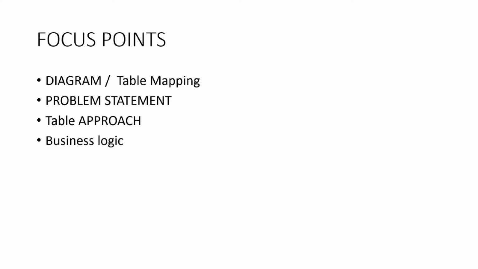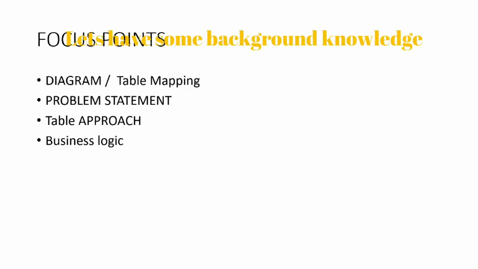Understand the problem statement properly. Is it asking for some group of students or group of employees who are living in the city of Bangalore? What is the problem statement saying? Now the third point you should focus on: in which table can I find these rows? So the third point is to try to find the table from where you can get your rows. Now the fourth point should be your business logic.